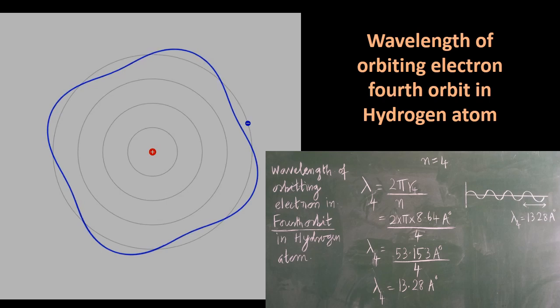The wavelength also increases when it is revolving in the fourth orbit. Its corresponding de Broglie wavelength of the electron in the fourth orbit is also calculated. When the electron moves from one orbit to another, if you switch over from the first orbit to the second orbit, the de Broglie wavelength also increases.